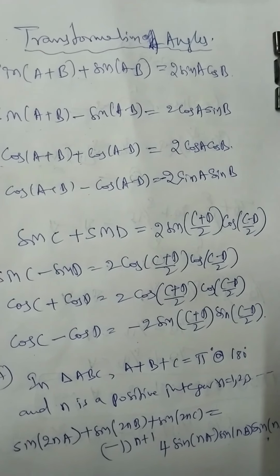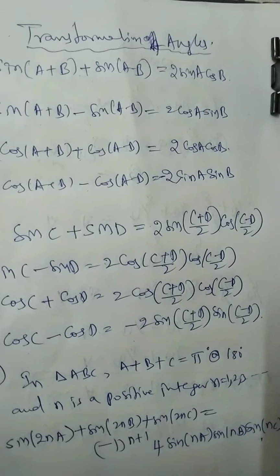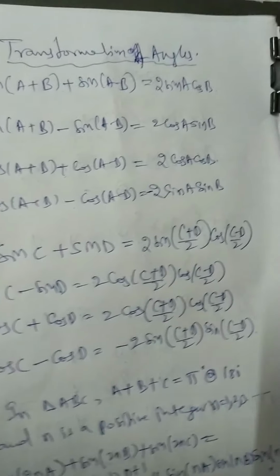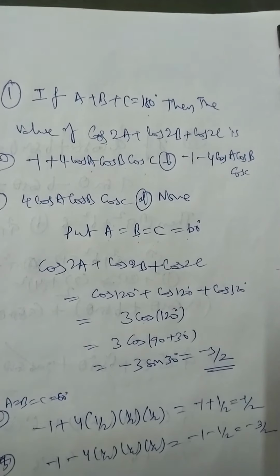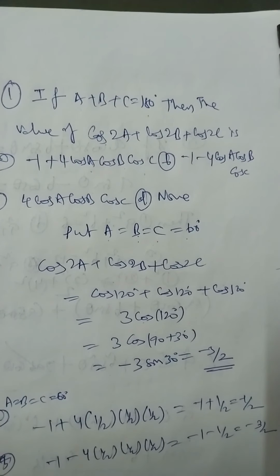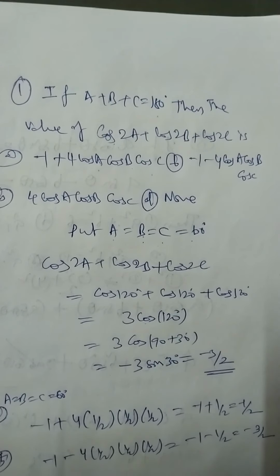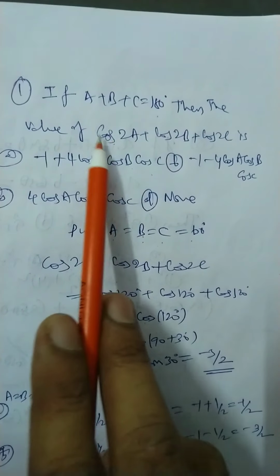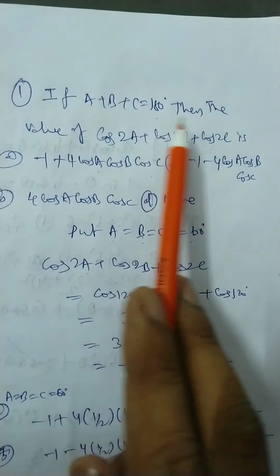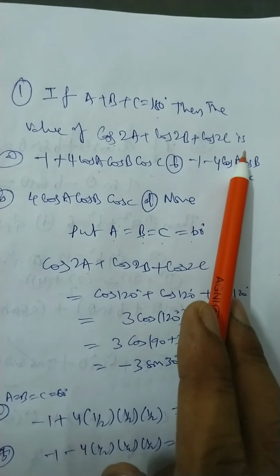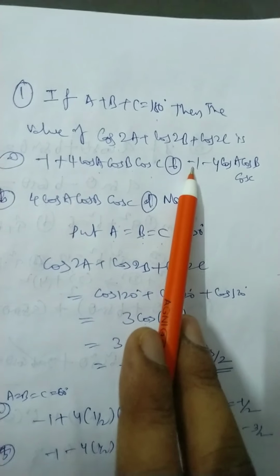So here I am going to discuss problems related to transformation of angles. Here is my first problem, which is a standard problem. If A + B + C = 180 degrees, then the value of cos 2A + cos 2B + cos 2C is. The options have been given here.